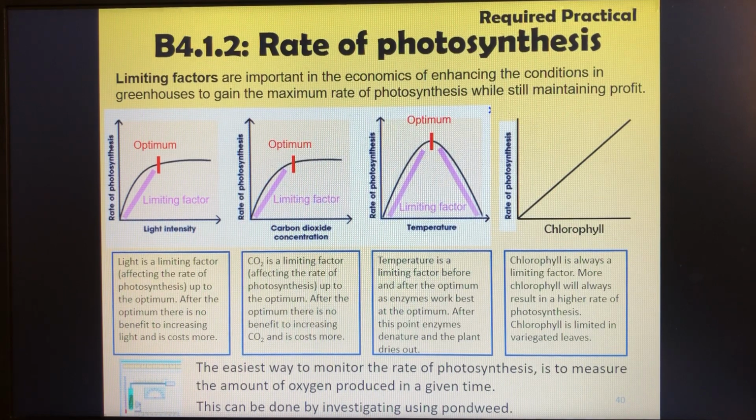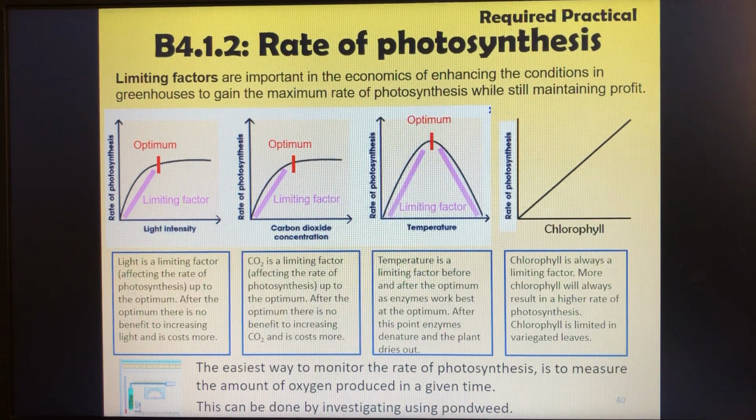And then temperature is a limiting factor before and after the optimum, as enzymes work best at the optimum. Now, the classes that this is aimed at haven't done B2 yet, so we don't know a lot about enzymes, but enzymes are present in the human body. That's why they work best at our body temperature, which is 37 degrees C. And if we get too hot, then enzymes start to change shape. We call that denaturing. It happens exactly the same in the plant. So we don't want the temperature to get too high because those enzymes will stop functioning.